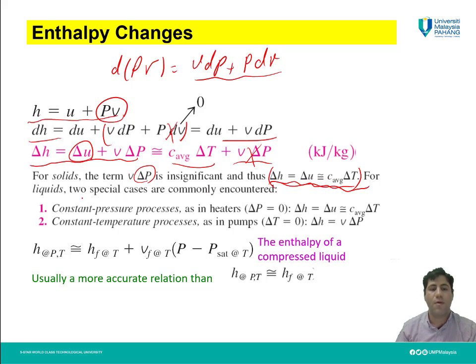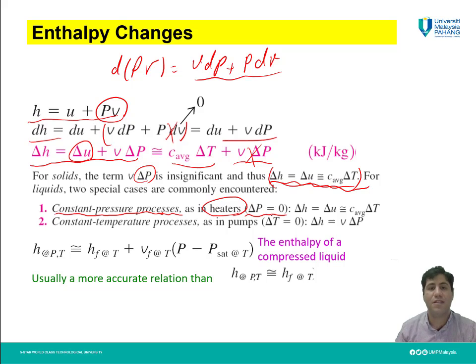In liquids, we have two special cases. First, in constant pressure processes, which we have in heaters, different types of heaters we have already seen in previous examples, like electrical heaters and so on, which may contain a liquid, then we may have a constant pressure process in that heater.